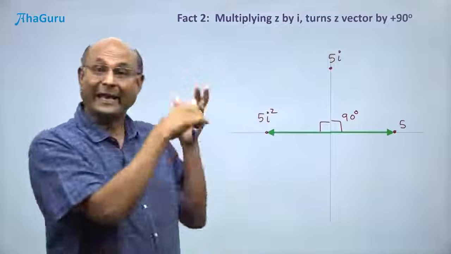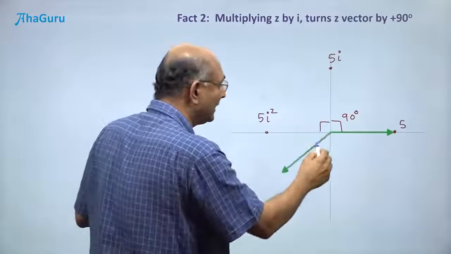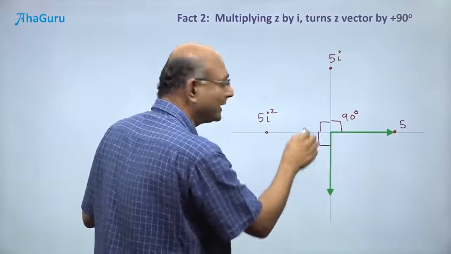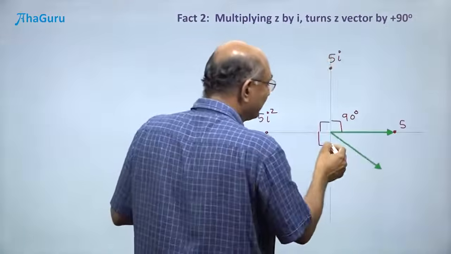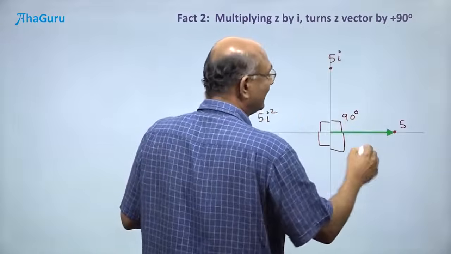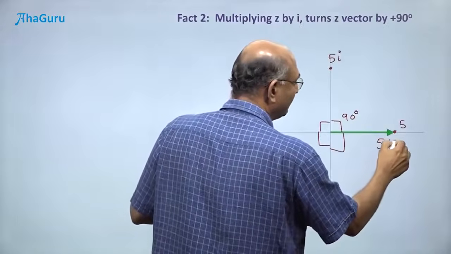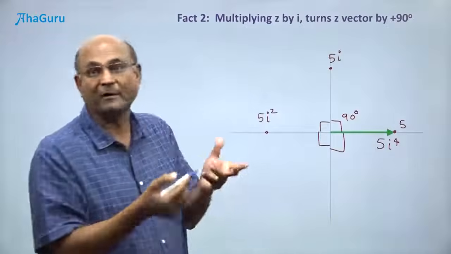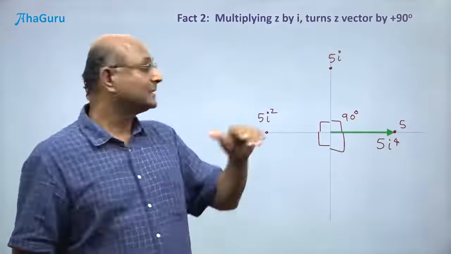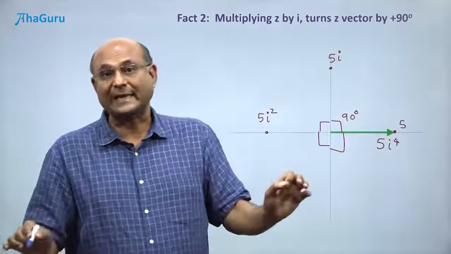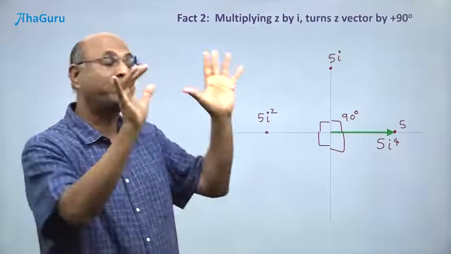And if I multiply again by i, I'll get 5i cubed and I'll basically be turning it by a third 90 degrees. And again if I multiply by i, that means I turn this by a further 90 degrees. So 5i to the power 4, of course you know i to the power 4 is 1. So basically we are back where we started. But this is not only true for points on the x-axis, it is true for any point z.